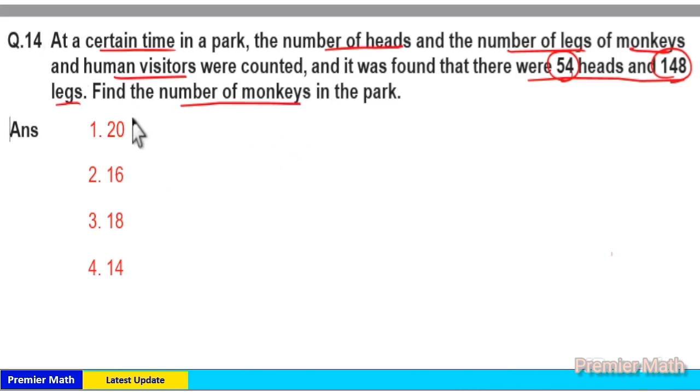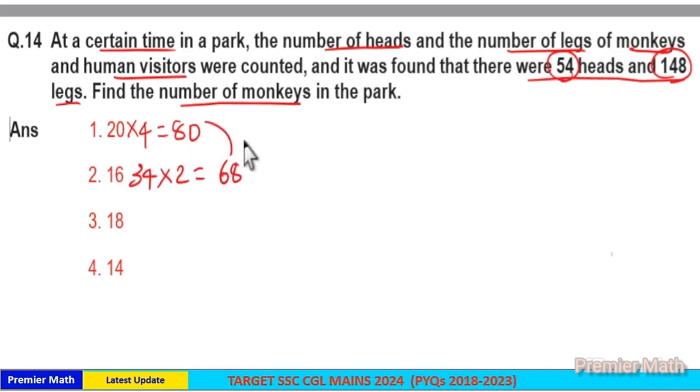Here, either you can go for option verification or you can go for allegation method. Number of monkeys is 20 means 20 into 4, 80 is the total number of legs of monkeys. So remaining 54 minus 20, 34 is the total number of humans. So 34 into 2, 68 is total legs for human. 80 plus 68, 148 is total legs which is given in this question, and 20 plus 34, total heads. So option 1 is your answer.